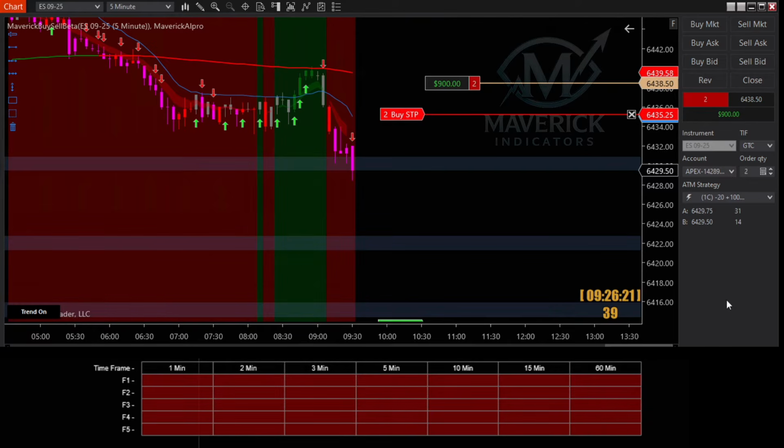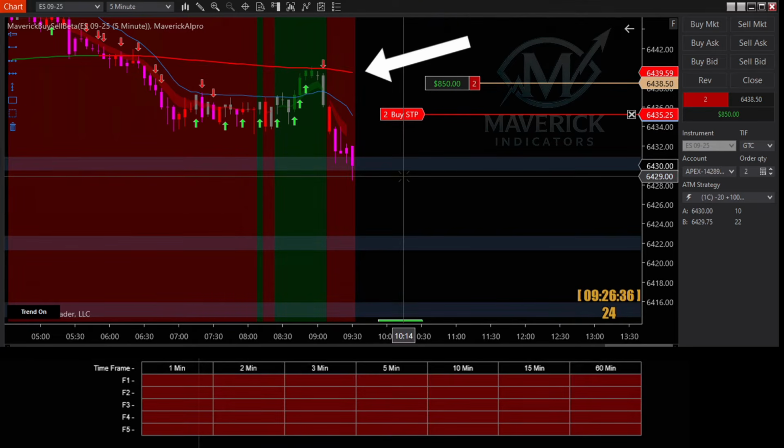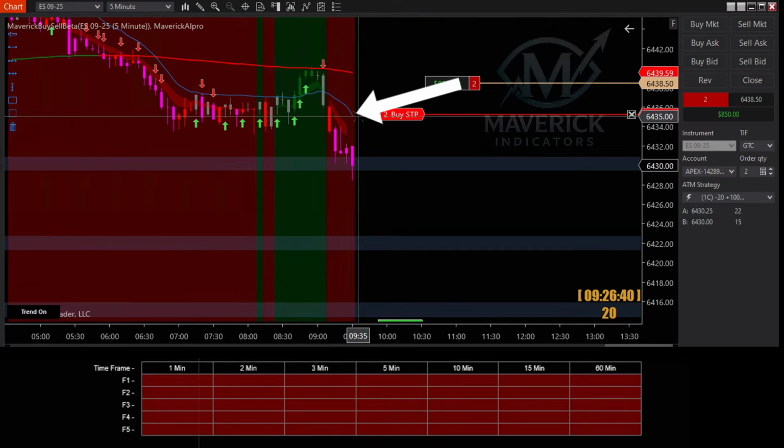Trade your eval accounts like they are real capital. This is where people go wrong. They just buy these eval accounts and gamble. We are not gambling here. What are we doing? We are below the Maverick 200. It is red, okay? We have a red background. We are below the Maverick guide, right? When we're above the Maverick guide, we go long. When we're below the Maverick guide, we go short.